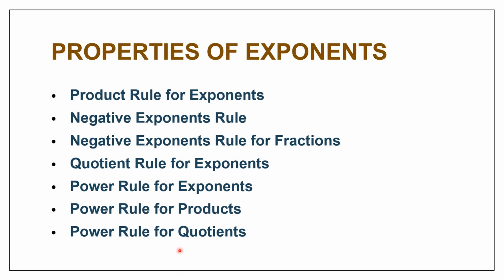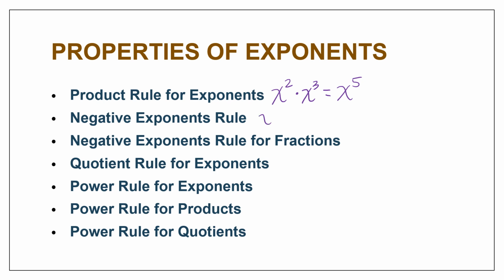But our 7 properties that we had for exponents were the product rule for exponents. That's where you have something like x squared times x to the third. So basically you've got expressions with exponents and the base matches. Then you can just add those exponents. So that becomes x to the 5th.